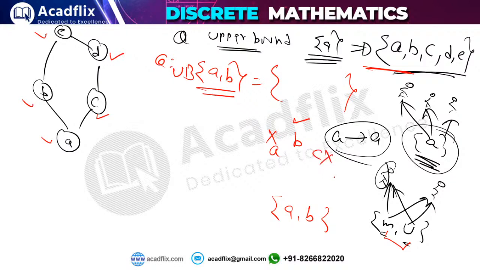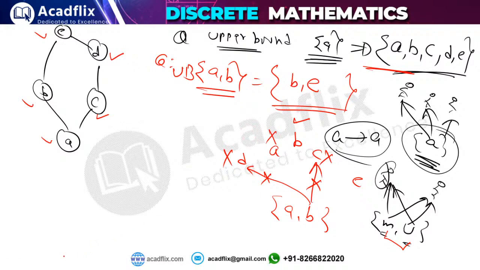C will not be upper bound because B is not related to C. You can see B is not related to C. D will not be upper bound because B is not related to D. E will be upper bound because A is related to E, B is related to E. So our upper bound will be B comma E. This will be our upper bound.